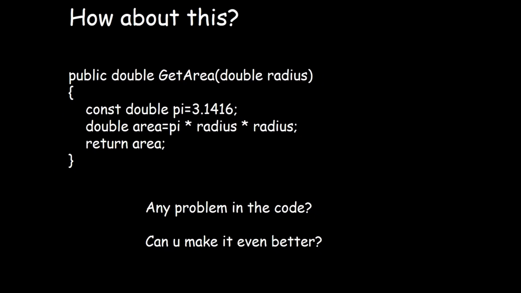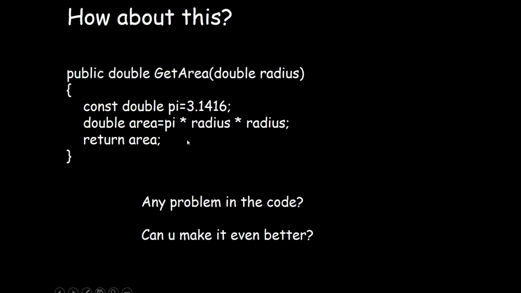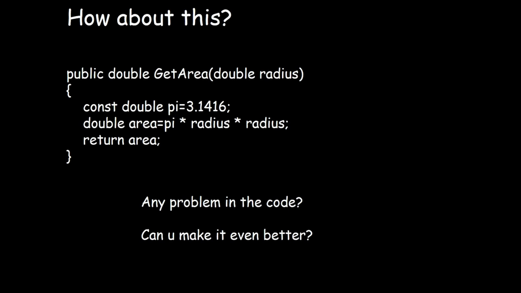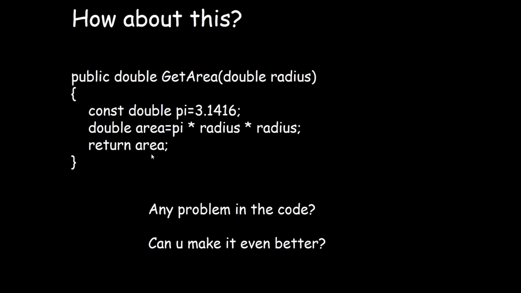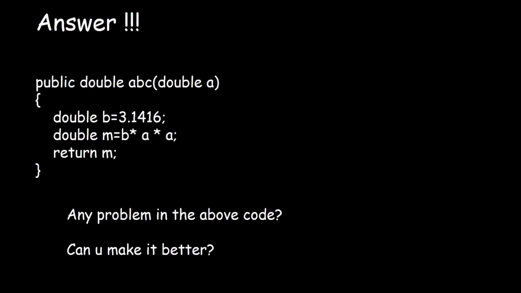How about this method? If you write this method, this is self-explanatory, right? The parameter is the radius, the method name is getArea, and the variable is named pi, and each of them is self-descriptive. So the area is pi cross radius, and we are returning the area. So it is better than this method.